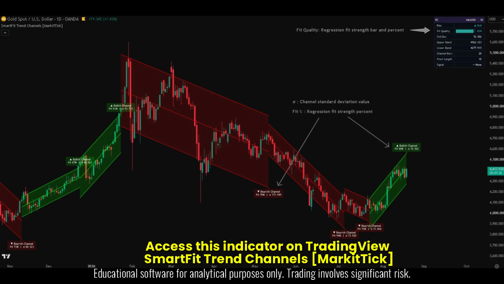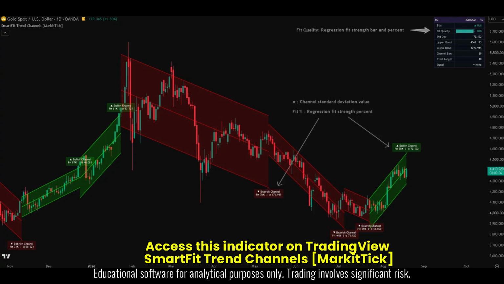Break events, where price closes decisively outside the deviation bands with sufficient statistical fit, are logged and passed to a dashboard panel displaying real-time bias, fit percentage, standard deviation, band levels, and channel bar count.